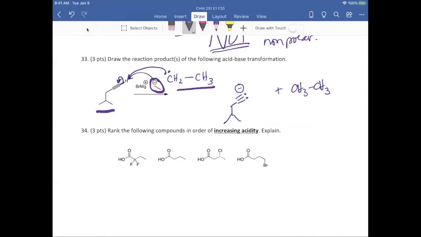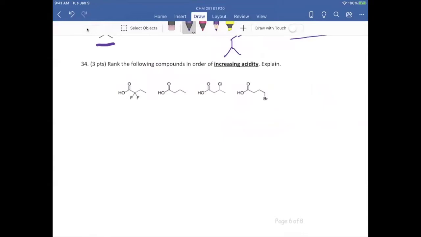Oh, sorry, I can also draw the MgBr. That's just a counter ion, maybe like a spectator ion that hangs out near negative charges to help it be stabilized. So we have a negative charge and a positive charge, and that's what we have in our product. We've now created ethane, which is just CH3CH3, and then we put that negative charge onto the end of the alkyne. Rank the following compounds in order of increasing acidity. That means we're going to do the weakest acid first. So this species right here is the weakest, so we're going to call that 1.